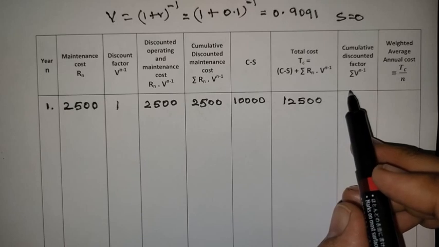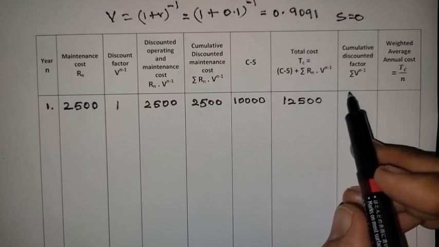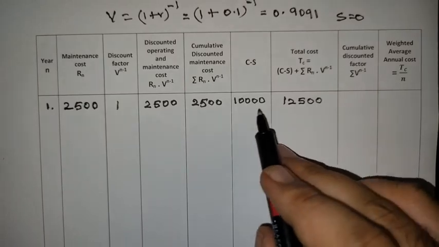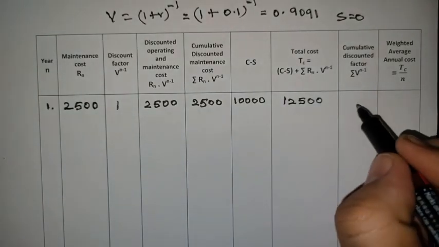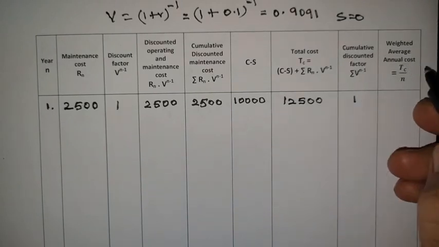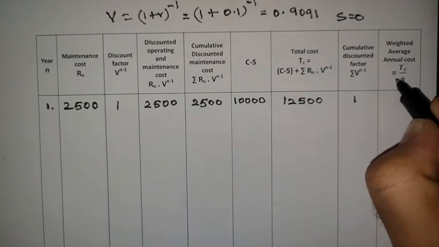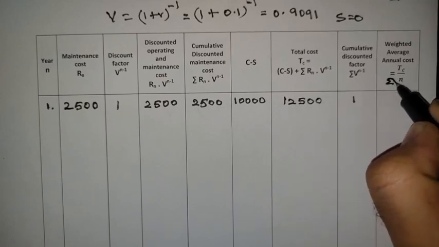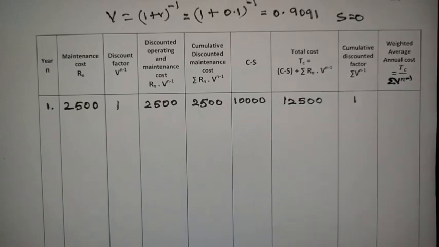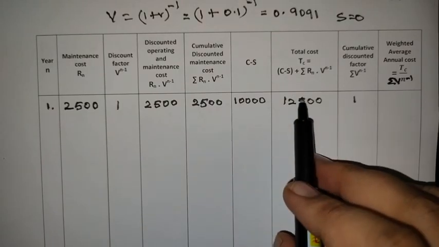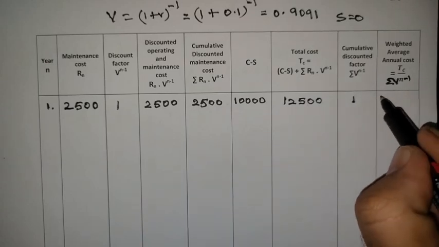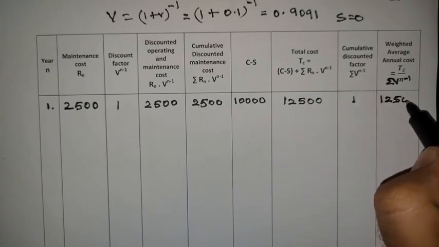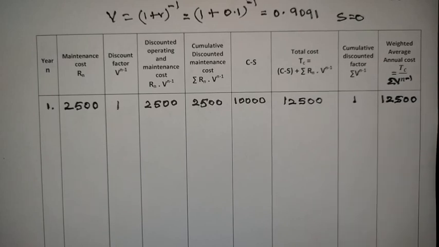Next, sigma V power N minus 1 is equal to this one. Previously there are no sigma terms, so that is why it is only 1. So then the weighted average is equal to TC by sigma V power N minus 1. TC is this one, sigma V power N minus 1 is this one. So 12,500 by 1, we will get 12,500. So this is for the first year.